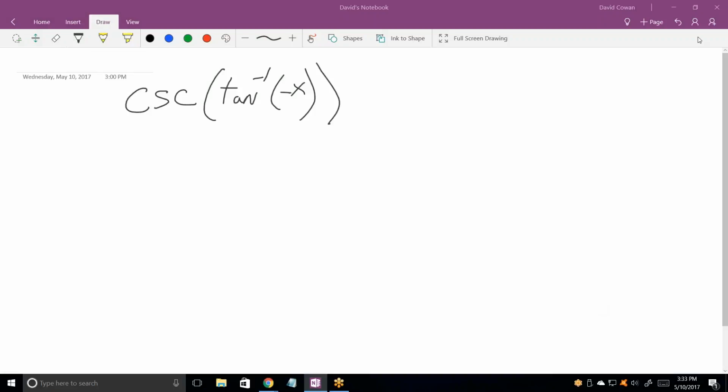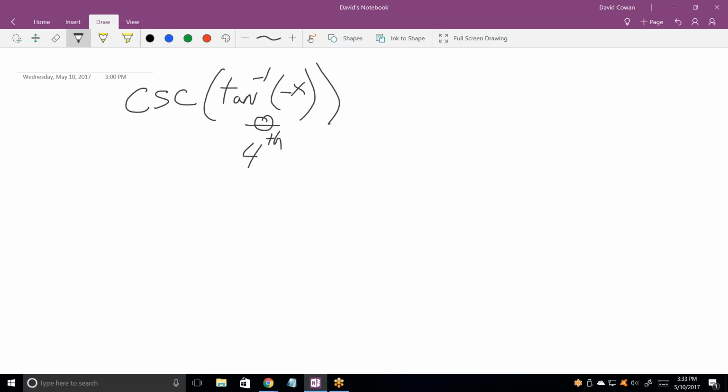Actually pretty easy. Okay. The one thing you have to realize is that that is an angle. In fact, it's a fourth quadrant angle. Okay? So for the moment, let's just write.